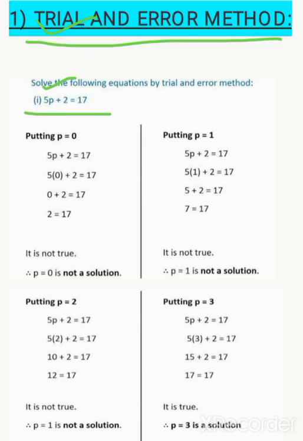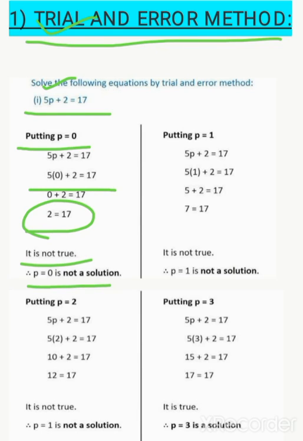So first of all we will put p equals 0. We will start from 0. Whenever we put p equals 0, that means in place of p we are putting the value 0, then 5 into 0 is 0 plus 2 equals 17. That means 2 equals 17, which is not true. We know 2 can never be equal to 17. That means this is not true, and p equals 0 is not a solution for this equation.